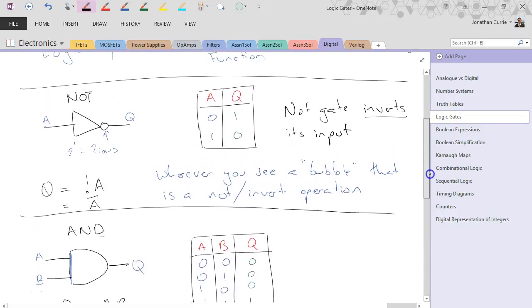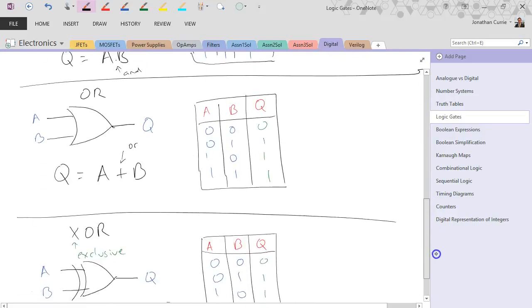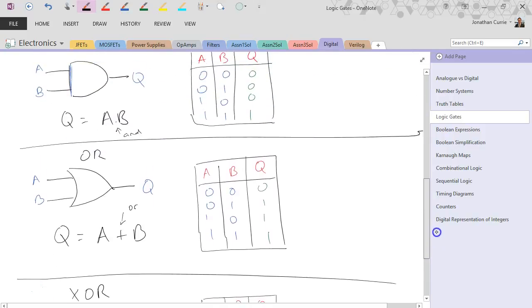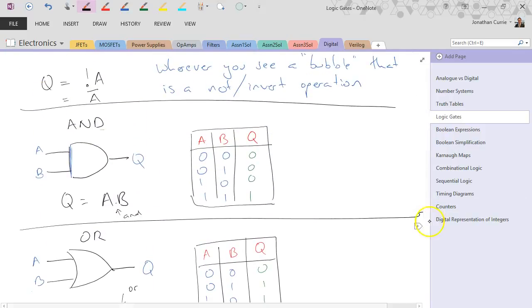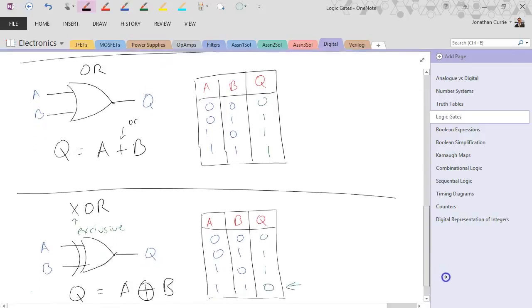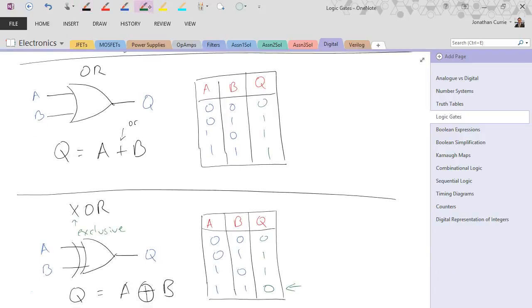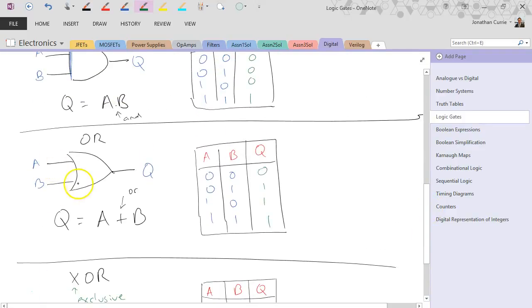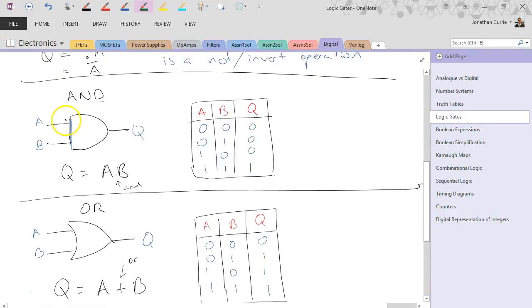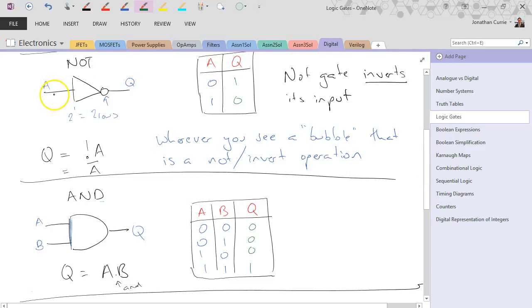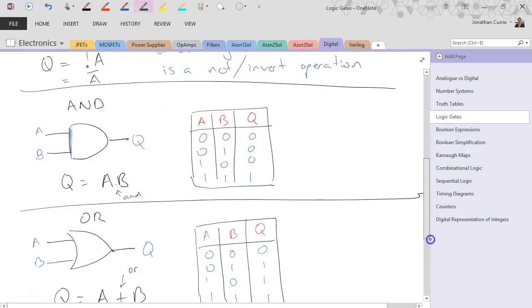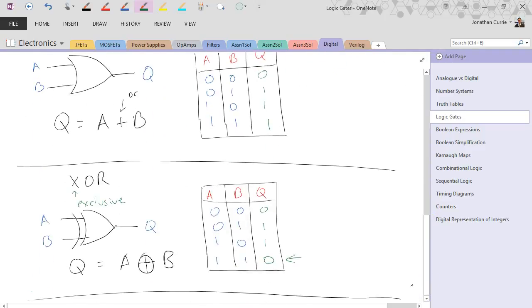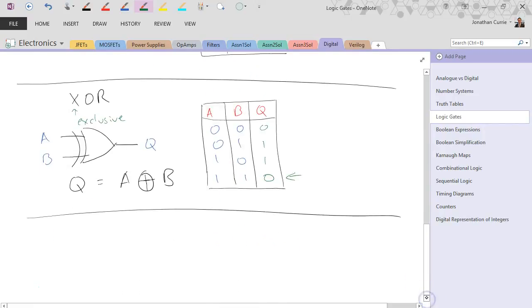So those are our fundamental gates, the NOT, the AND, the OR, and the XOR. You need to remember these symbols, you need to remember the truth tables associated with them. Thankfully the names should help you remember their functionality. A or B, A and B, not A, and A exclusively OR B.